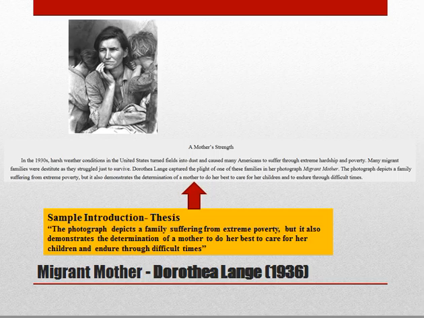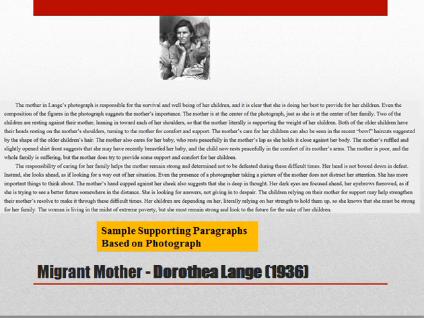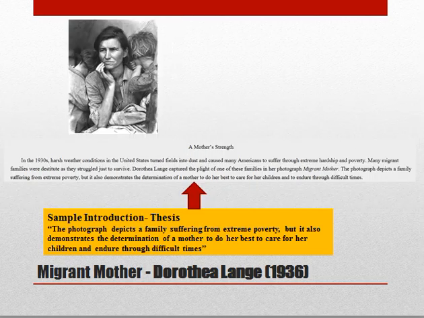Here's a sample thesis one writer wrote about this photograph. The photograph depicts a family suffering from extreme poverty, but it also demonstrates the determination of a mother to do her best to care for her children and endure through difficult times. So that's what that writer felt when she looked at that particular photograph, or he. And then all the sample supporting paragraphs supported that thesis, and the author also incorporated senses as well as figurative language. So everything supported that thesis of suffering from extreme poverty, but the mother doing her best to care for her children through difficult times.